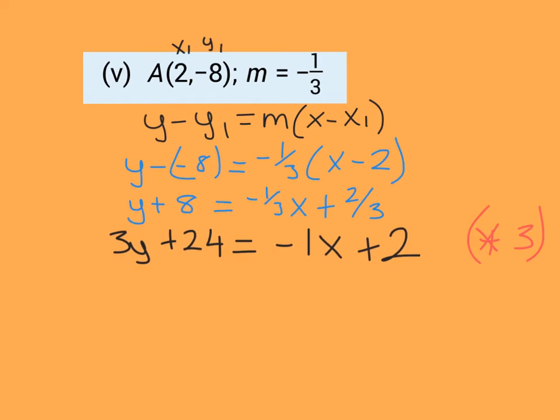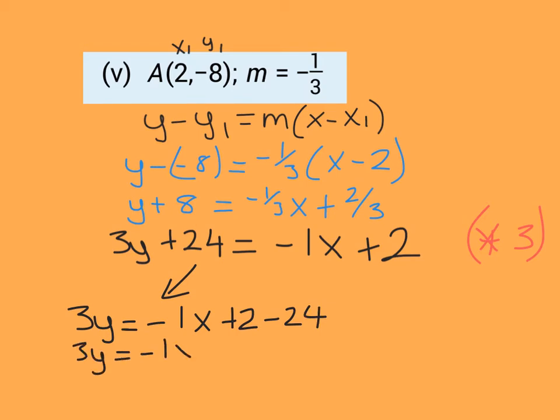Okay, then let's go ahead and write it in our two formats that we were talking about. So the first format, y equals mx plus c. I'm going to have just 3y on the left hand side. I have minus 1x plus 2, and then I'm going to have minus 24 when I bring it across. That's going to leave me with 3y equals minus 1x plus 2 minus 24 gives me minus 22.